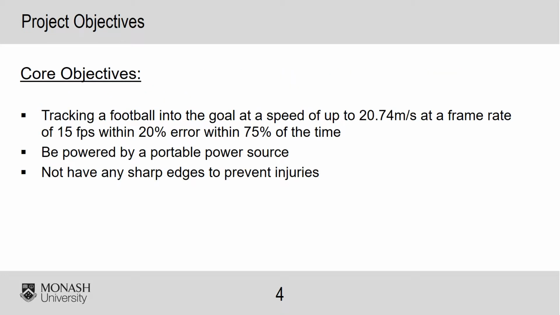The project objectives are separated into core and minor objectives. The core objectives include tracking a football into the goal at a speed of up to 20.74 meters per second at a frame rate of 15 frames per second within 20% error within 75% of the time. The device needs to be powered by a portable power source and must not have any sharp edges to prevent injuries.